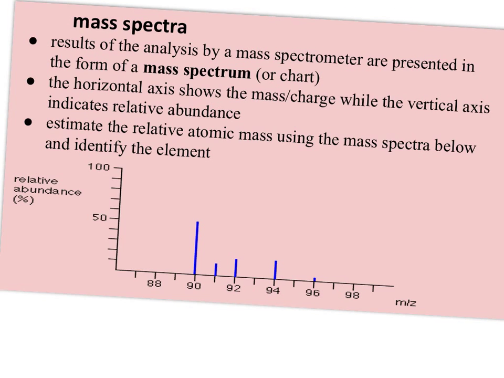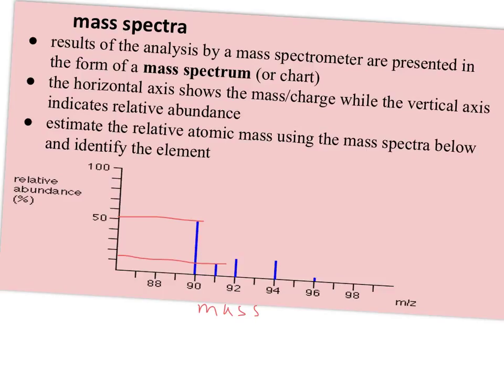Mass spectra is just the analysis by a mass spectrometer, and it's presented in this chart where you have the relative abundance compared to the mass. Down here on the bottom it should say mass here. And so you can estimate the relative atomic mass using the spectra here. So isotope 90 seems to be somewhere around 50 to 55%. You could estimate that. And then you've got 91 way down here, with between 5 and 10%, and the 92.